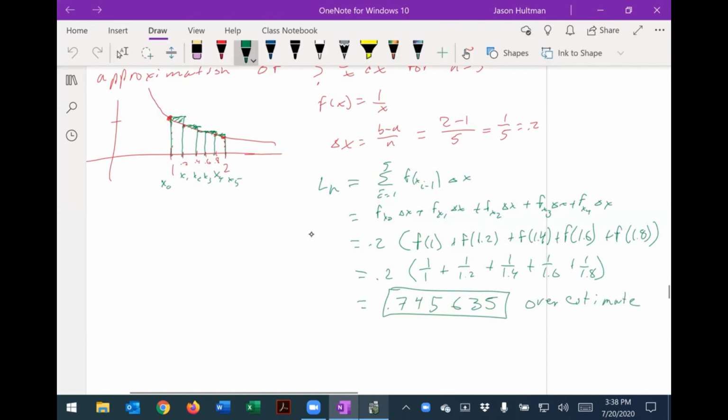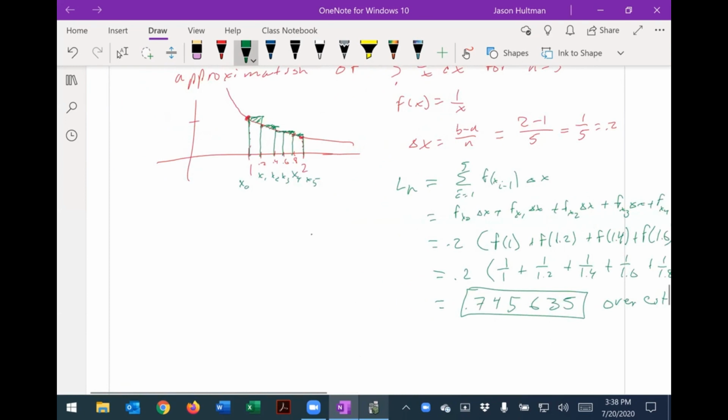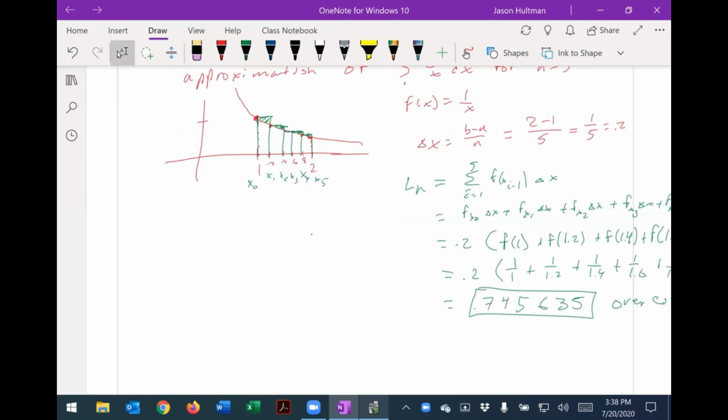Okay, that's an overestimate. Now let's look at R sub n, the right side. Let's do this one in blue. We're going to use the right-hand endpoints on the right side. So notice that this is the blue here. This is blue, this is blue, and this is blue. And what is that going to be? Well, that's going to be a gross underestimate, right?